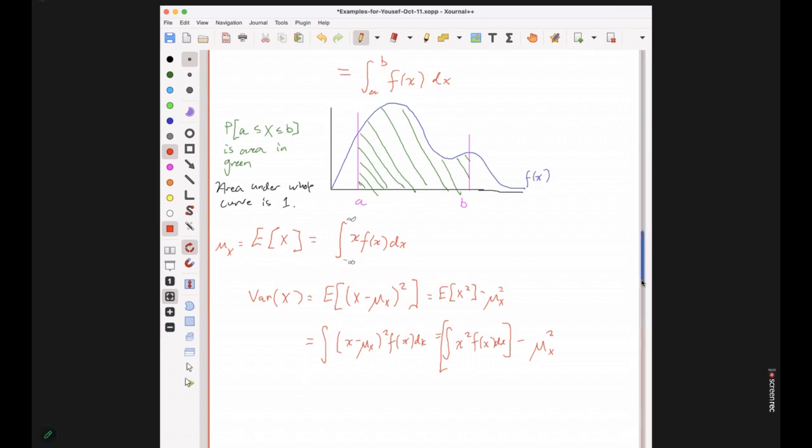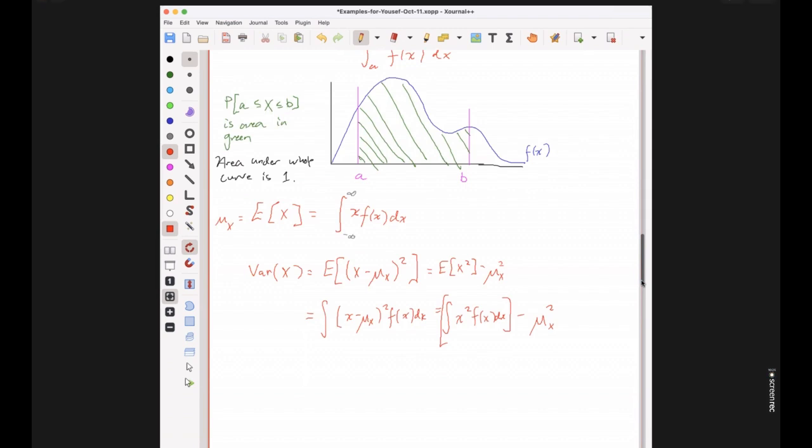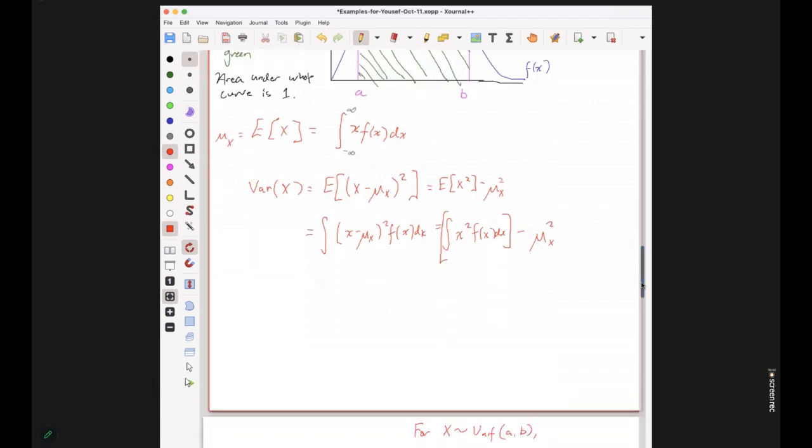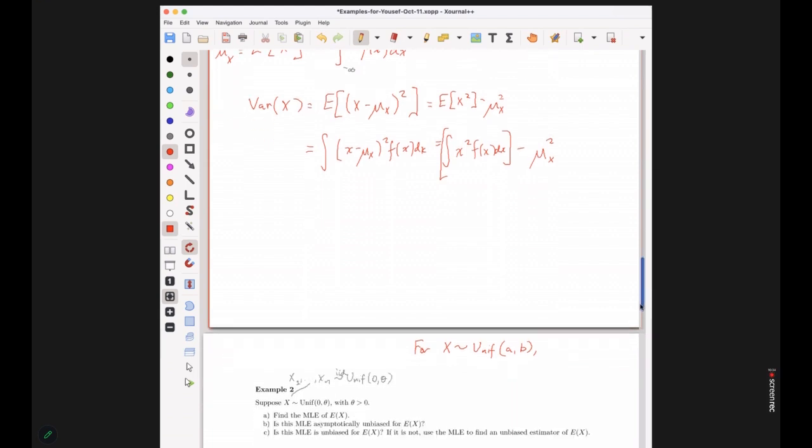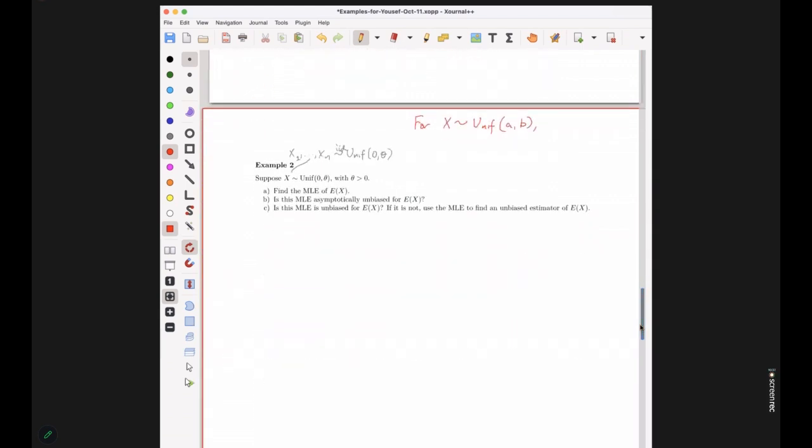So going back to the uniform distribution, this is probably on your table of distributions, but the density function is equal to simply 1 over b minus a, wherever x is between a and b.